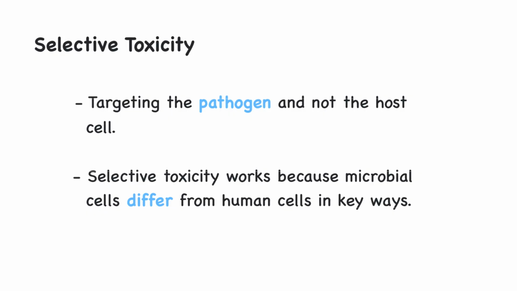Selective toxicity works because microbial cells differ from human cells in key ways. For example, bacterial cells have cell walls made of peptidoglycan, ribosomes that differ from human ribosomes, and unique metabolic pathways. Antimicrobial drugs exploit these differences to target microbes without severely damaging human tissues.